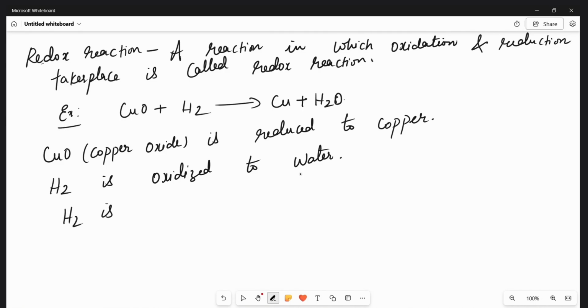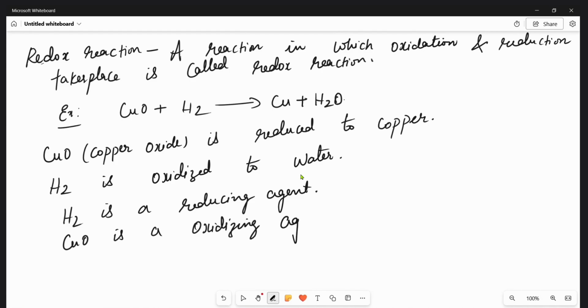Hydrogen is a reducing agent. Copper oxide is an oxidizing agent.